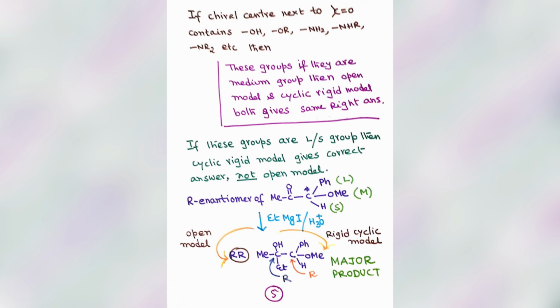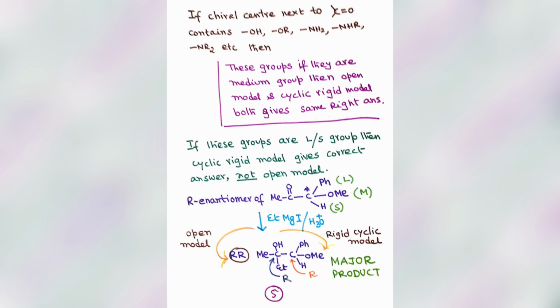Now in this case, if the oxygen containing group or the nitrogen containing group is the medium sized group in the chiral center adjacent to the C double bond O, then the rigid model as well as the open model both will give the correct major product. But if the OH or the nitrogen bearing group is the large group or the small group at the chiral center next to C double bond O, then the cyclic rigid model and the open model give two different answers, and the answer which comes from the cyclic rigid model is the correct answer.